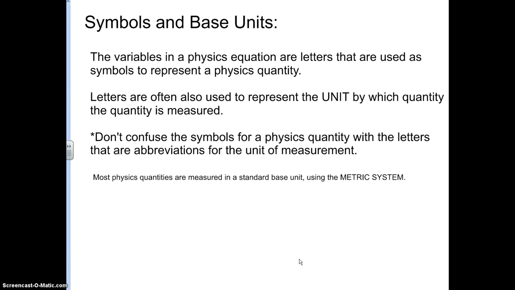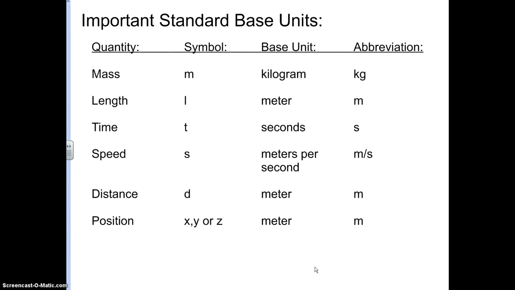So I just want to take a moment to talk about symbols and base units. In physics, we use a lot of variables, letters, to represent certain things. And I don't want you to get the units confused with the symbols for the physics quantities. The basic system of measurement that most physicists agreed upon is the metric system. So when we think about, for instance, what is mass measured in, well, the metric version of mass, we're going to use the symbol M for mass, and we're going to use kilograms as the standard unit.